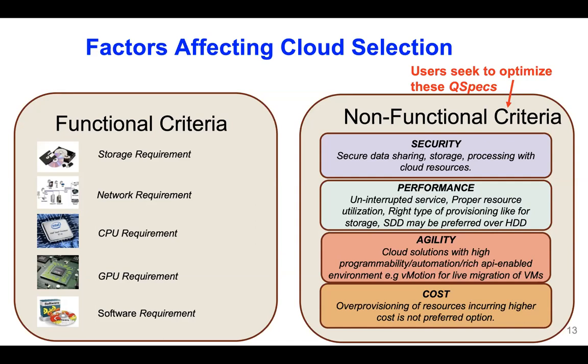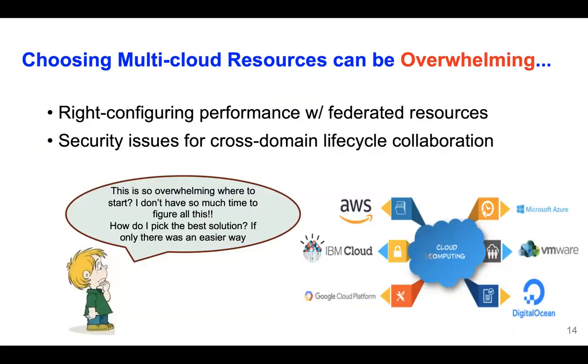And they're trying to optimize their functional criteria with a lot of these non-functional criteria, and the list gets more complicated, right? As we add security, performance, agility, and cost, each provider has different capabilities. Users have different preferences, and so it becomes really a very difficult, overwhelming problem when we are asked to do security and performance and pick amongst different providers, and have the right configured resources, have the right security issues dealt with across the different cross-domain lifecycle collaboration.